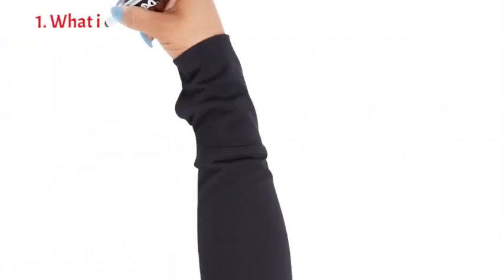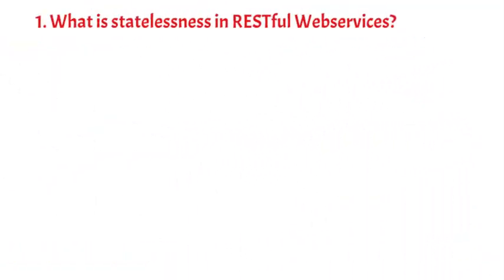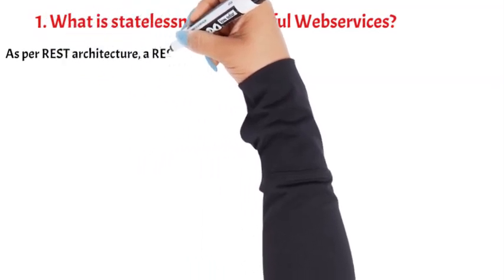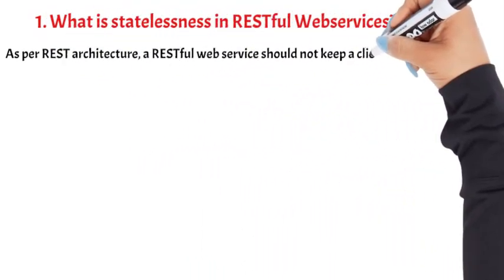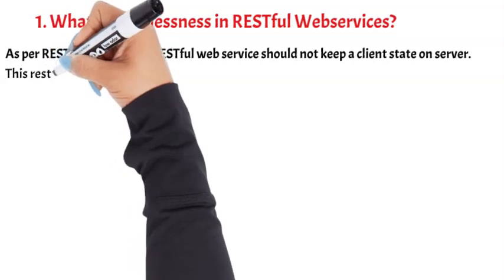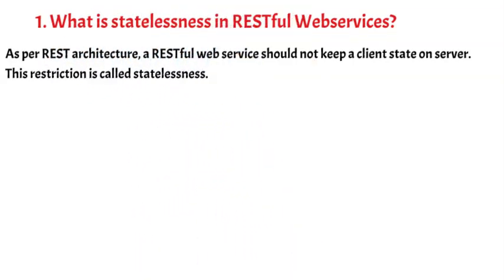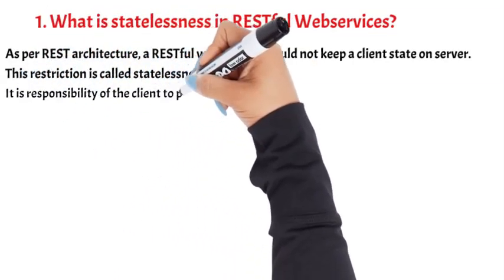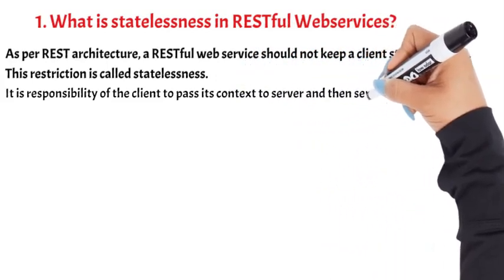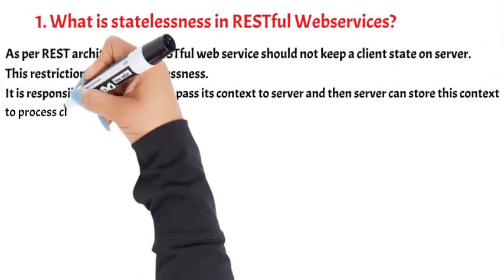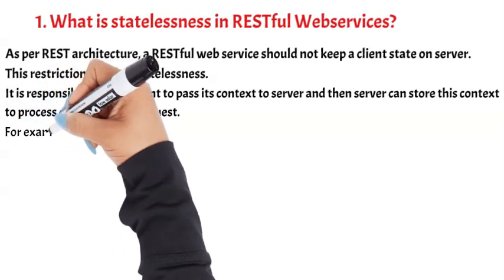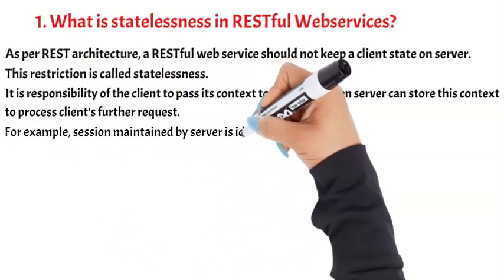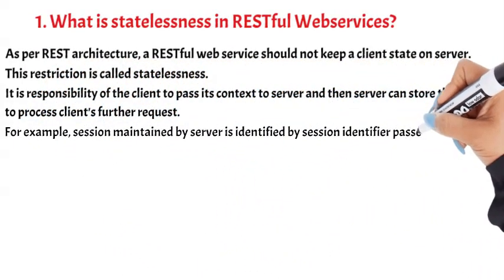1. What is statelessness in RESTful web services? As per REST architecture, a RESTful web service should not keep a client state on server. This restriction is called statelessness. It is the responsibility of the client to pass its context to server, and then server can store this context to process client's further request. For example, session maintained by server is identified by session identifier passed by the client.